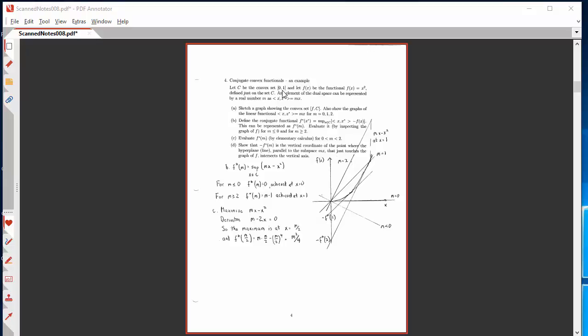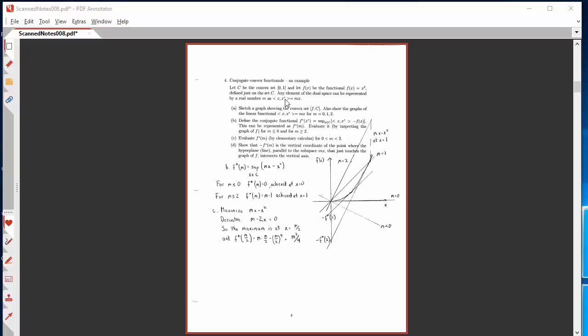We need a convex set. How about the closed interval from 0 to 1? Certainly, if you join any 2 points in that interval by a line segment, that line segment lies entirely in the interval. And for a convex functional, we will use the functional x squared, but its domain will only be the set C. Now let's think about the dual space.